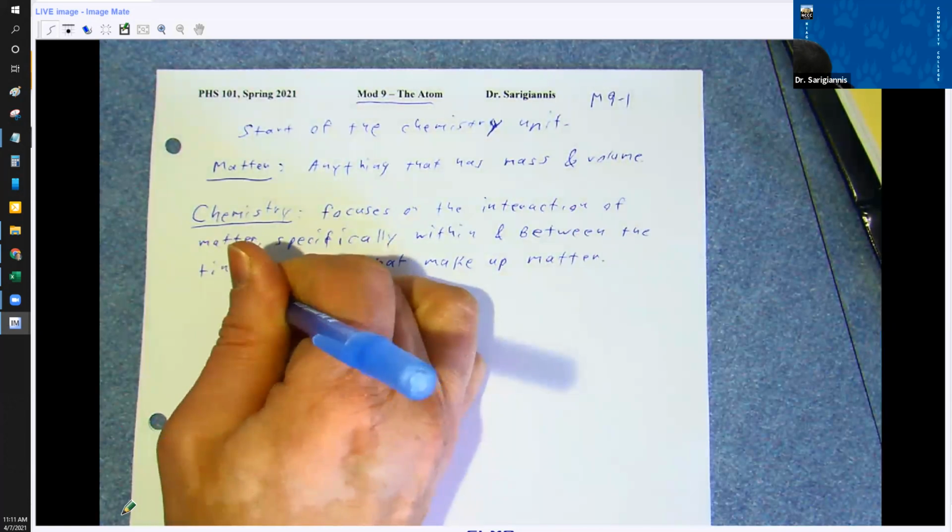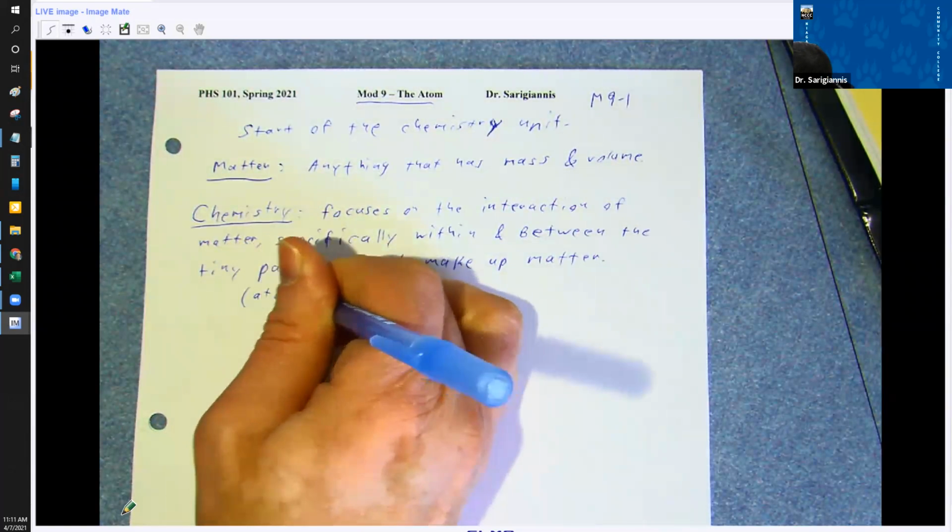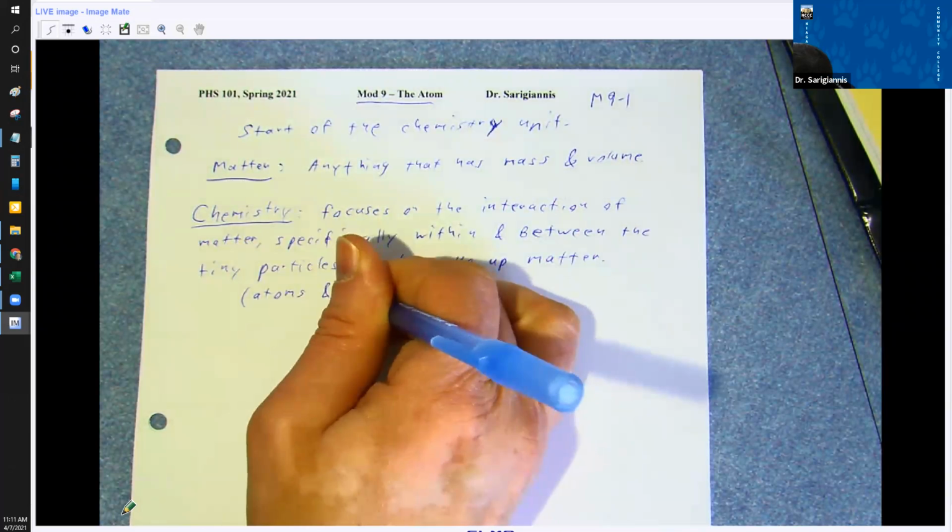Specifically, these are atoms and molecules.